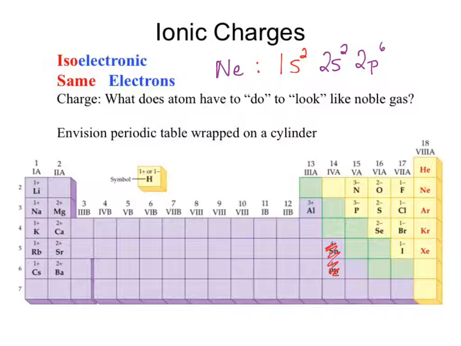So for the s orbitals, how many electrons can we fit in the s-type orbitals? 2, and only 2. In the p-type? P-type, 6, because we have 3 orientations. In the d-type, 10, because we have 5 possible orientations, and each of those orientations can take 2 electrons.